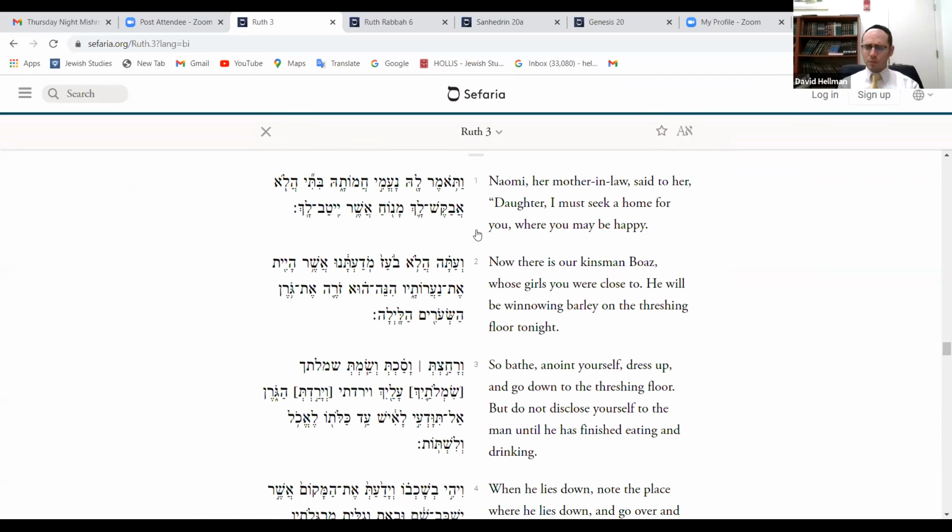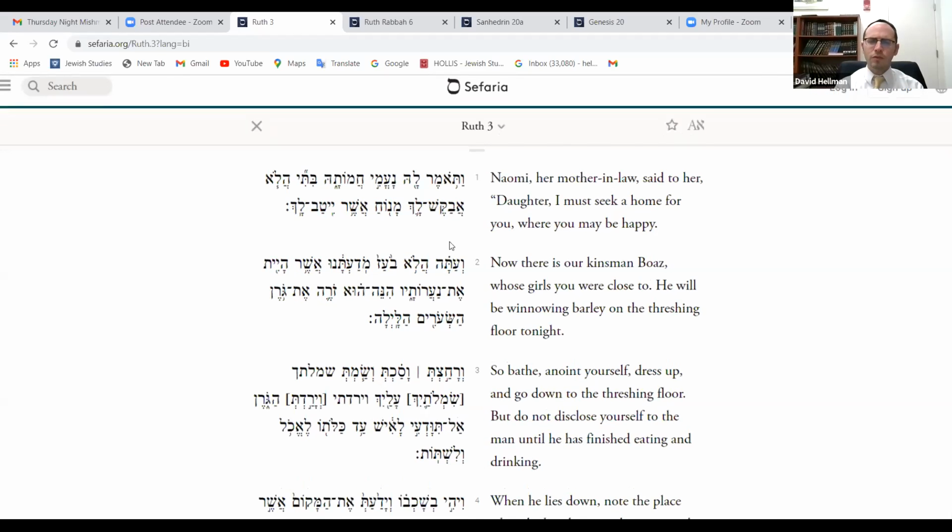What has happened until this point? Boaz has offered protection and food to Ruth and Naomi, and they're safe and protected in that sense. But then Vatomer la Nami chamosa. Naomi, her mother-in-law, says to Ruth, Biti, my daughter, Halo avakesh lach manoach asher yitav lach. Let me try to find you a home that will be good for you.